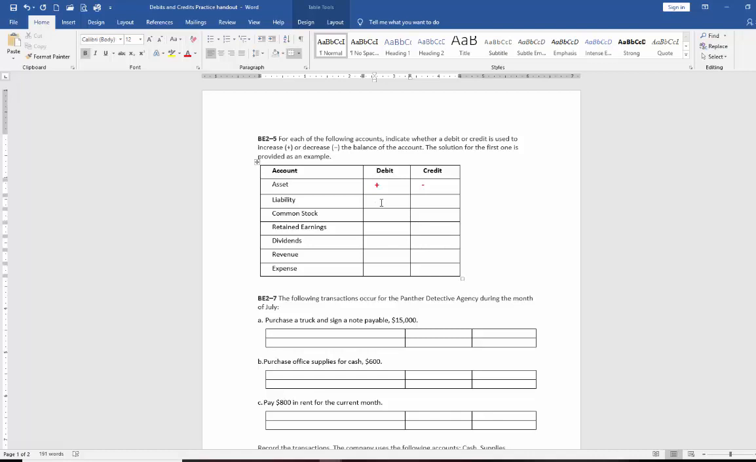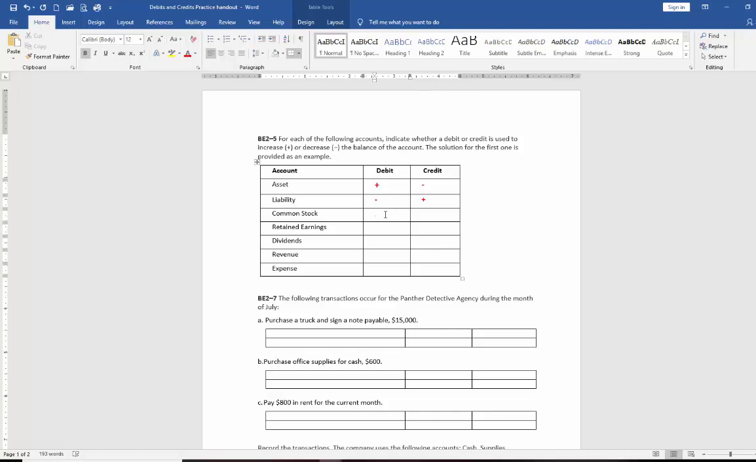Remember, liabilities are on the other side. If you debit a liability, you're decreasing it, and if you credit it, you're increasing it. Liabilities are also increased and decreased. For example, if you buy something on account, you bought something and you owe the money, so you have a new liability. That would be a credit. If you pay it off, your liability is going down, and that would be a debit.